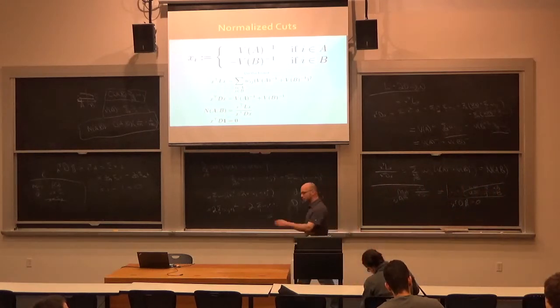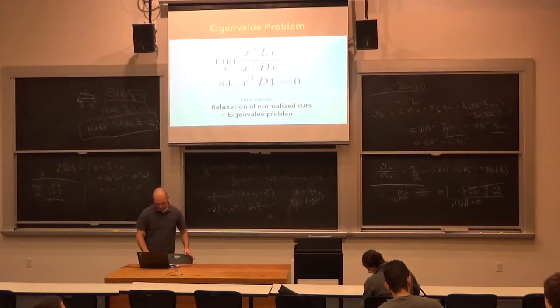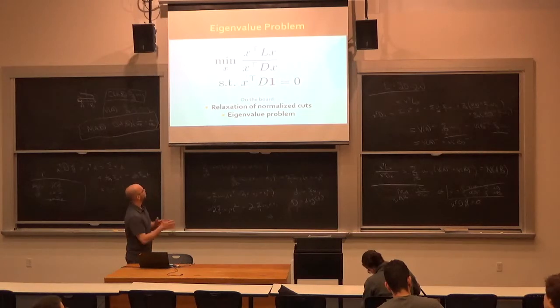We solve this optimization problem after we remove the yucky integer constraint. And this is what I've shown you here. The question is, what the heck does this problem correspond to? And it turns out it's just an eigenvalue problem, right?